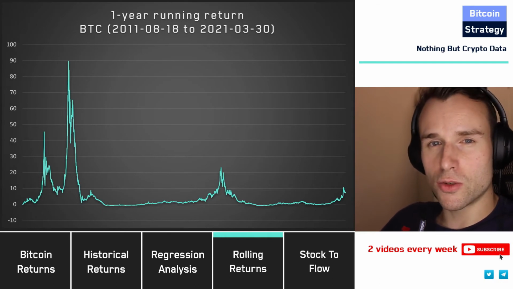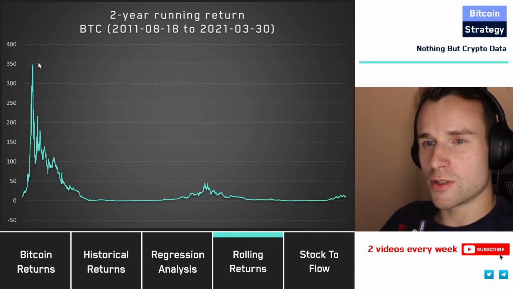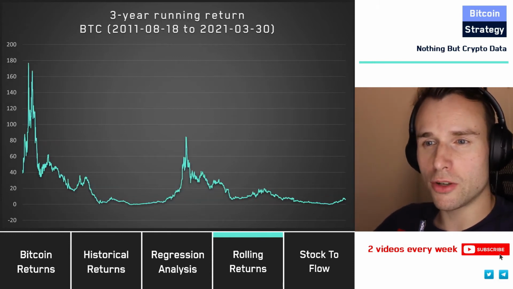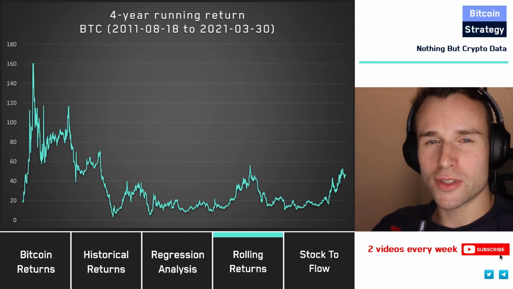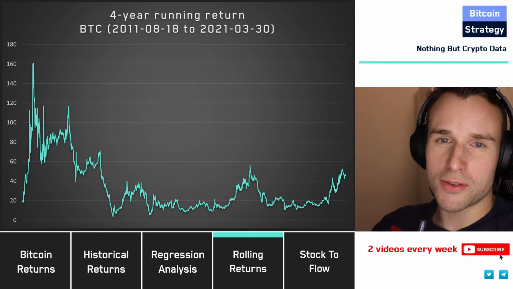Let's look at the 2, 3 and 4 year return. This is the 2 year rolling return. So there used to be a time where you could get a 350x on your investment. Here we got the 3 year rolling return, and here we got the 4 year. So I like the 4 year rolling return the most. Why? Because Bitcoin halves every 4 years.